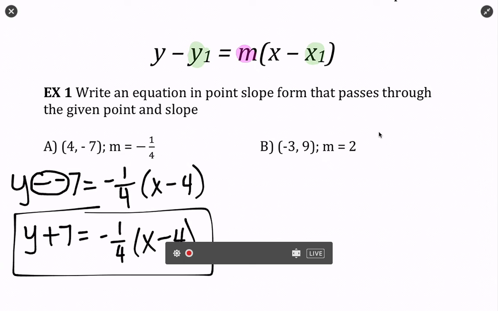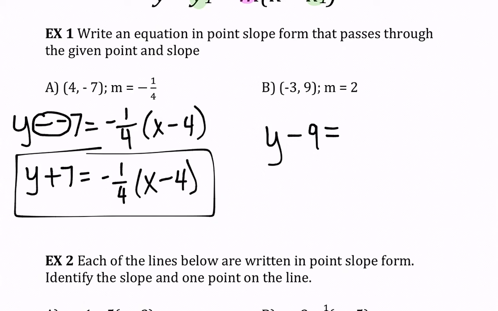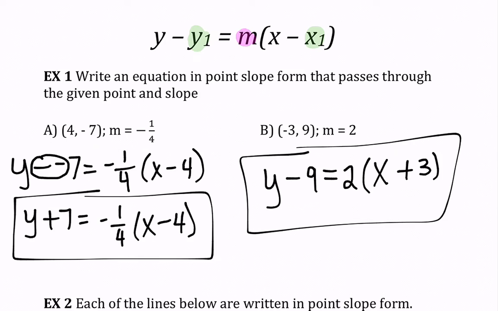Okay, so on the second one I'm going to do it that way. So y, and I'm going to put the opposite of my y value. So if it's a +9, I'm going to write a -9. Put an equal sign. After the equal sign, we put our slope, which tells me the slope is +2. Parentheses, we're going to write x, and then we're going to put the opposite of our x value. Well, since it's a -3, I'm going to put a +3. And that's what point-slope form looks like.